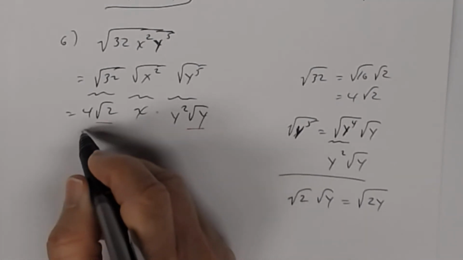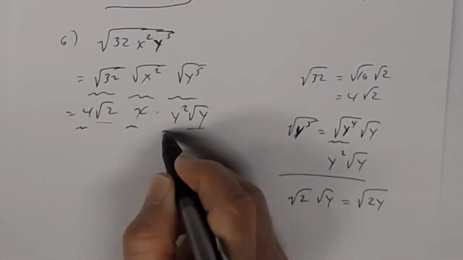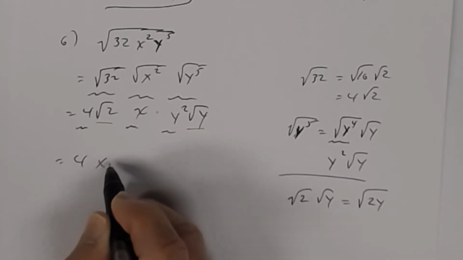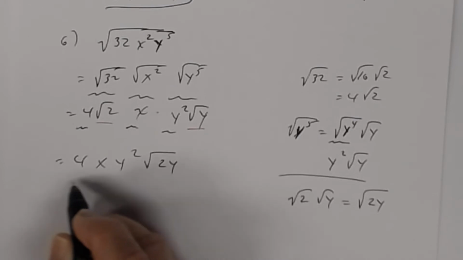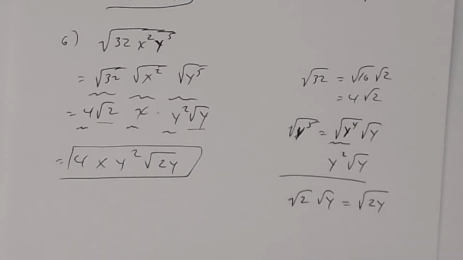So that means I'm going to write 4 times x times y squared. So 4x y squared times the square root of 2y. And that's it. So this very simple process. It's not difficult at all.